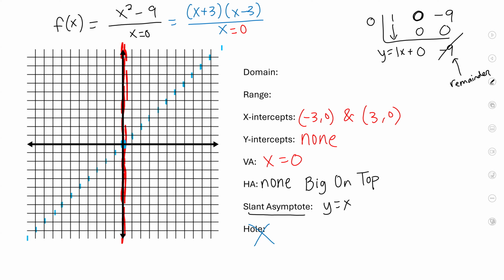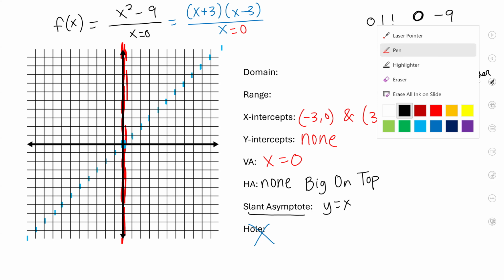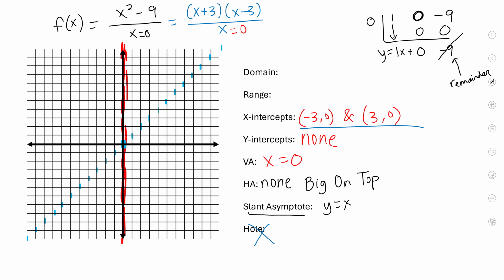That's your slant asymptote. And I'll go ahead and graph my x-intercepts. I have one at -3. I have one at +3. So get close to the asymptote, go through your point, close to the asymptote. Close to the asymptote, go to your point, close to the asymptote. That's what your graphs will look like. You just follow the asymptote.